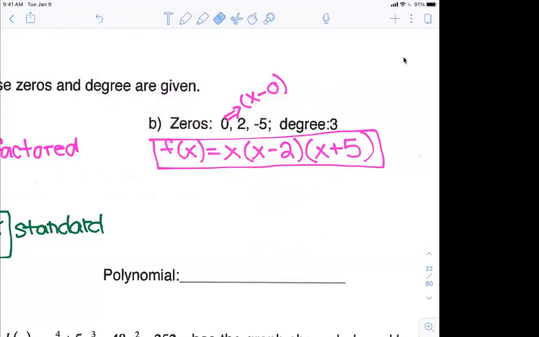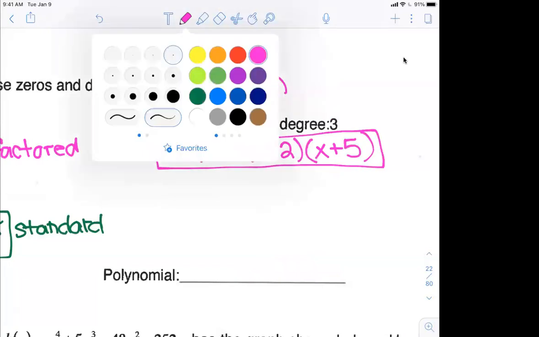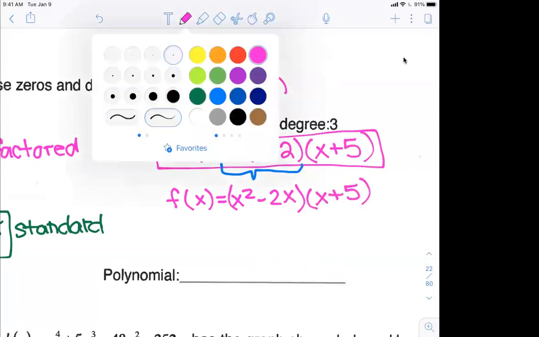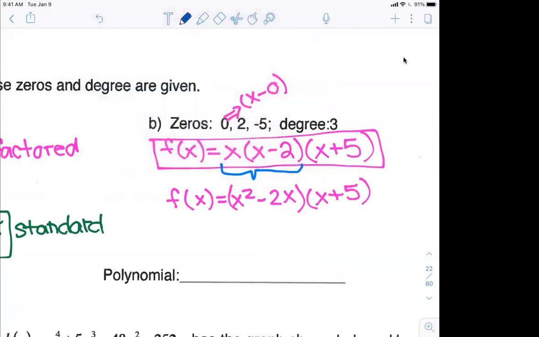All right, welcome back. Let's see if you have the right answer here. I would first multiply these two. That would give me f of x equals x squared minus 2x. If you multiplied the other two, that's okay. You can still get the same answer at the end. And now I would multiply out, FOIL these two pieces together.